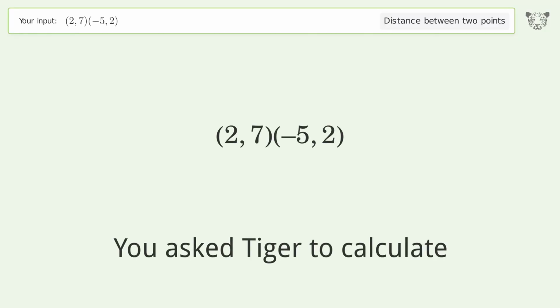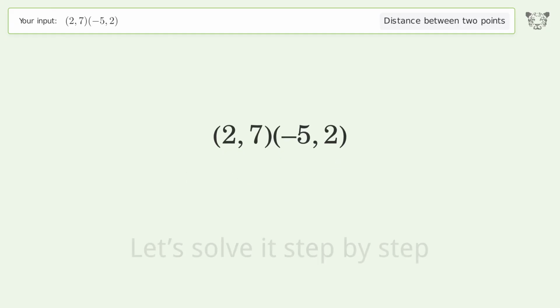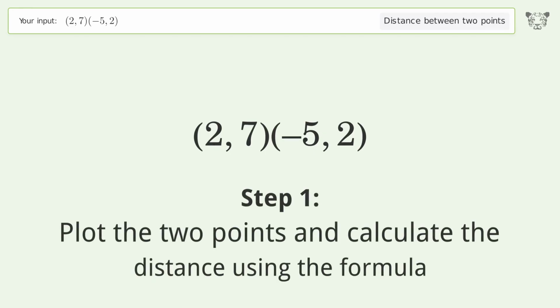You ask to calculate the distance between 2 points. The distance between the 2 points is the square root of 74, or 8.602. Let's solve it step by step. Plot the 2 points and calculate the distance using the formula.